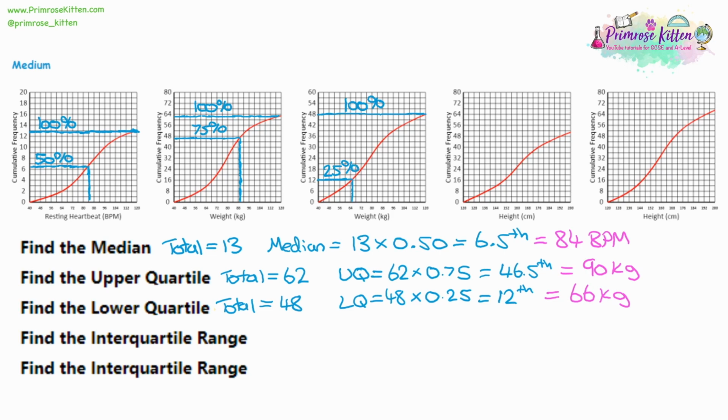Now, the next thing to look at is interquartile range. That's the distance between the two quartiles: the upper quartile take away the lower quartile. It's going to be a very similar method to find it. So first we want the total.